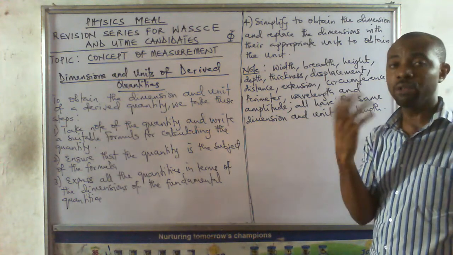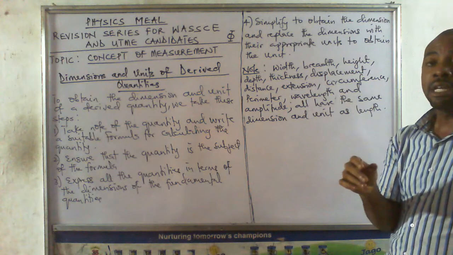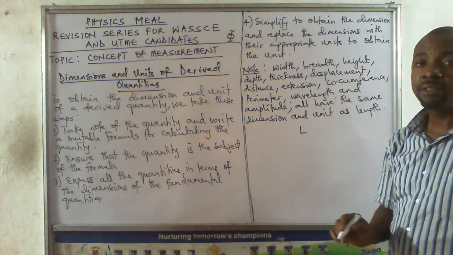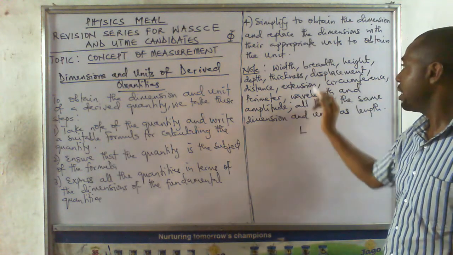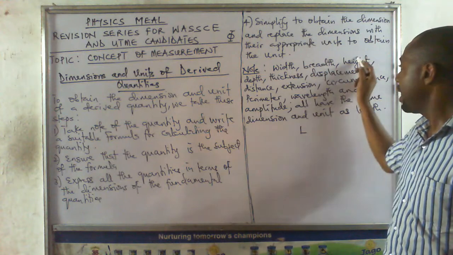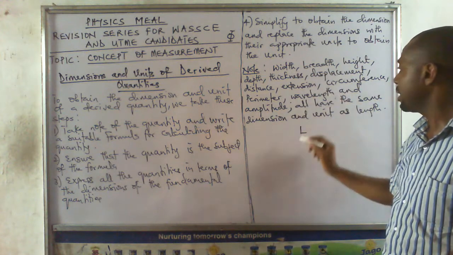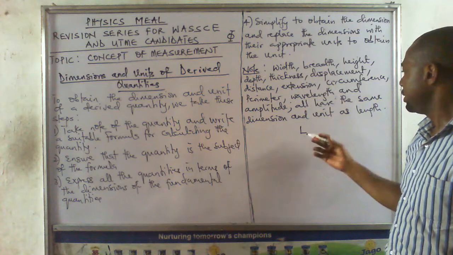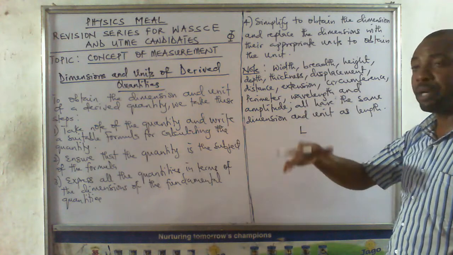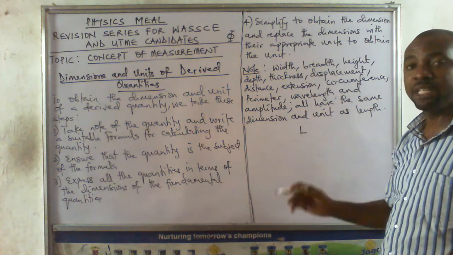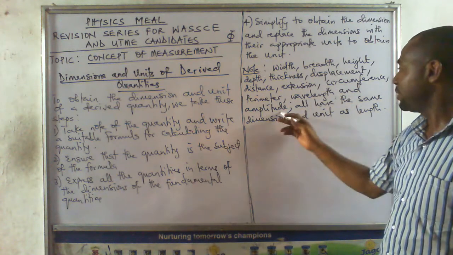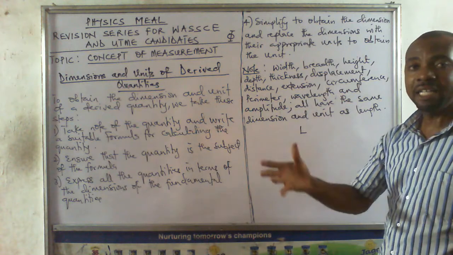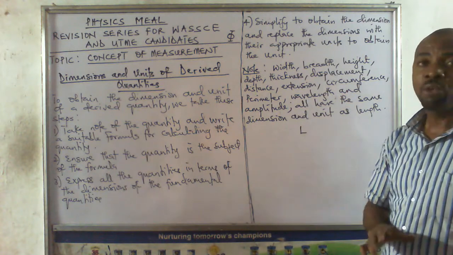You remember that when we looked at the fundamental quantities, the table that we considered, we discovered that the dimension of length is actually L. So the dimension of width is L, dimension of breadth is L, height L, distance L, displacement L, wavelength that we consider in wave motion is L, circumference of a circle, perimeter of a shape, their dimension is also L, amplitude L, distance we have said that, depth, height, they all have the same dimension L.